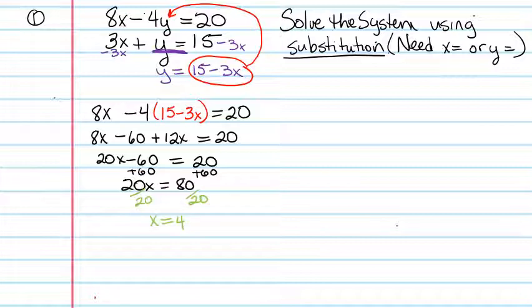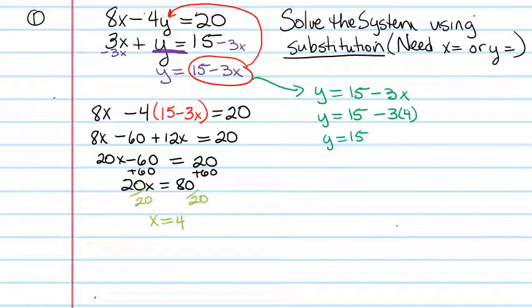Okay, so now I know what x is, but I've got two equations and I've got two variables. So x is 4 for this situation, so now I need to substitute again, but this time back into my little equation here. It says y is 15 minus 3x, and x is 4, so y is going to be 15 minus 3 times 4. So y is going to be 15 minus 12, y is 3. So my official answer is 4, 3.